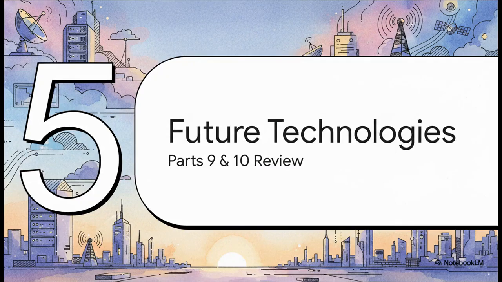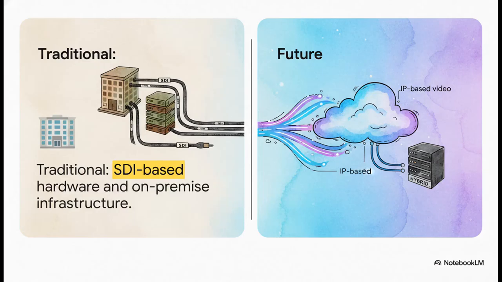And to wrap it all up, parts 9 and 10 took us to the cutting edge, looking at the emerging tech that's really shaping the future of the entire industry. What we saw here was this fundamental shift happening right now. The old way of doing things with dedicated hardware and everything on premise is giving way to something new. The future is all about the flexibility you get with IP-based video, the incredible scale of the cloud, and these new hybrid models that give you the best of both worlds.